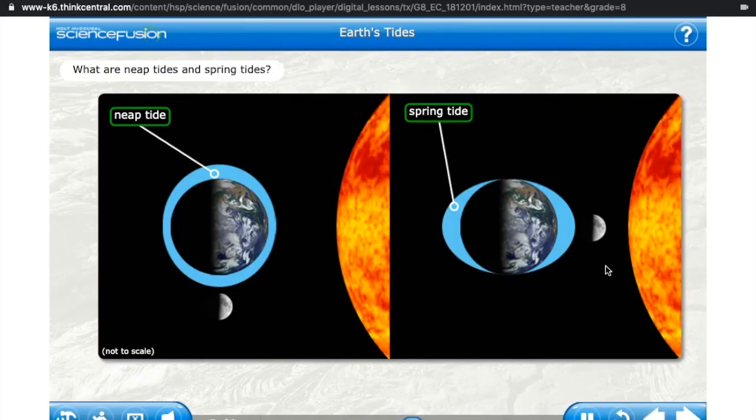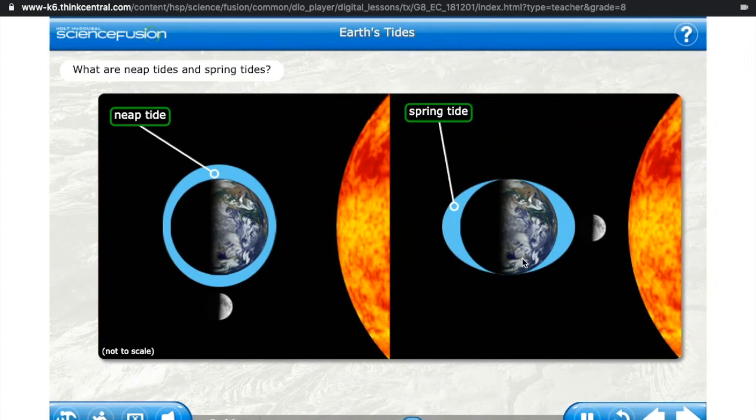So now we're going to be looking at spring and neap tides. Spring and neap tides both occur twice a month. Our high and low tides occur twice a day, while our spring and neap tides occur twice a month. These are caused as a result of the arrangement of the moon, sun, and Earth.